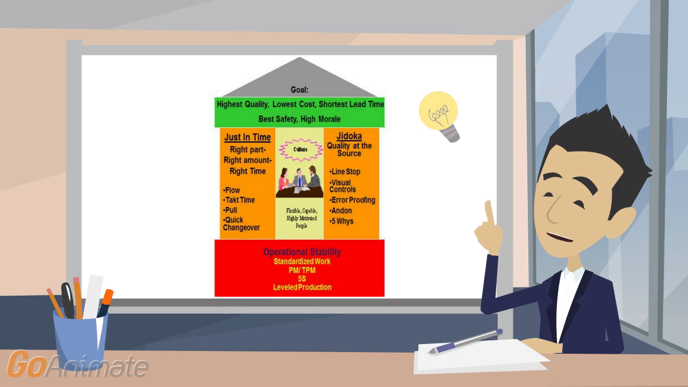We employ preventive maintenance or total productive maintenance to ensure that our equipment is reliable, and we implement 5S to help organize and standardize our operations. Finally, we employ the concept of heijunka or leveling to level our production activities and ensure a smooth flow of production from beginning to end.